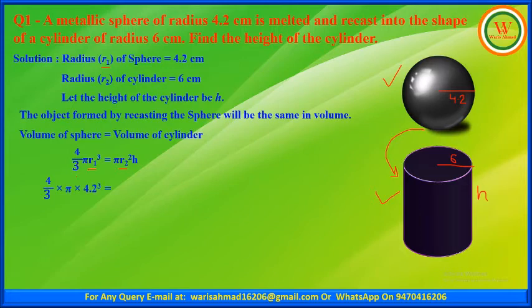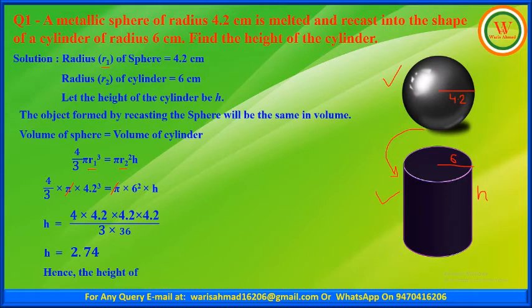In the next line we can write 4 upon 3 pi 4.2 cube equals pi into 6 square into h. So here pi and pi both will cancel. So finally we can write here h equals 4 into 4.2 into 4.2 into 4.2 divided by 3 into 36. After solving this line we may have h equals 2.74 centimeter. So finally the height of cylinder so formed will be 2.74 centimeter. So this is the final solution of this question.